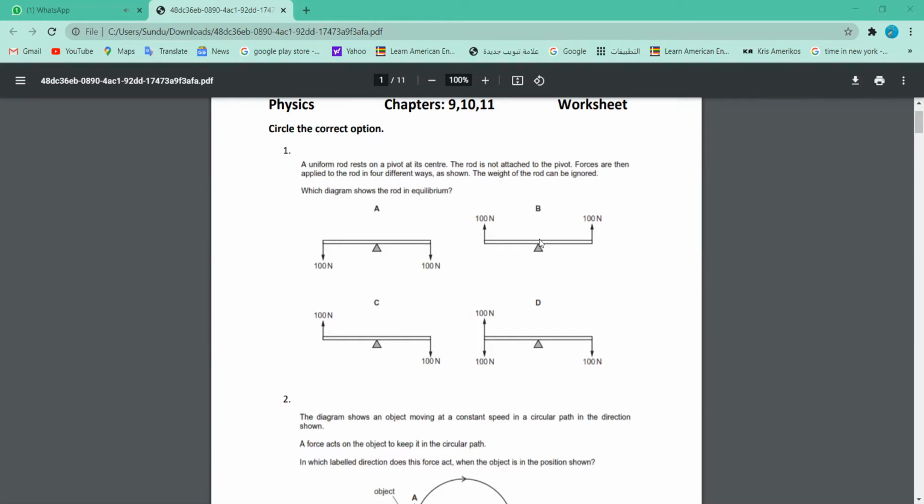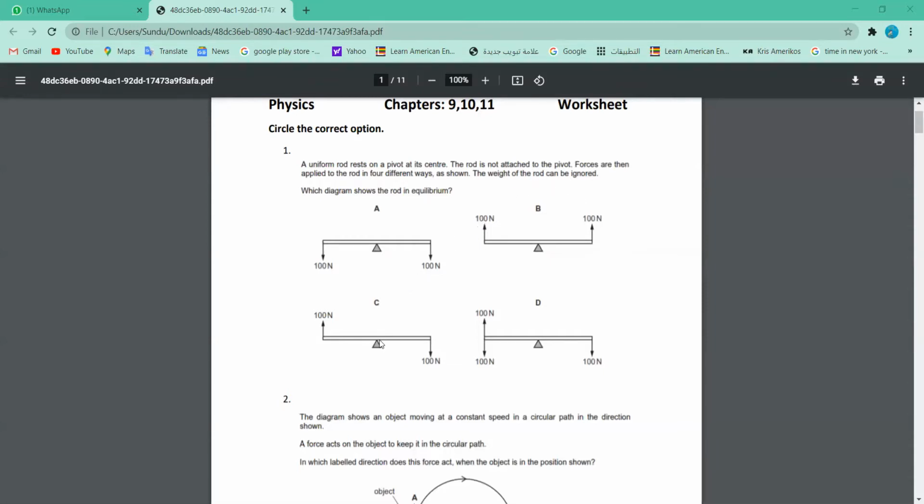The fulcrum is exerting an upward force as well. So all the three forces are upwards, and they told us to ignore the weight. So there has to be some downward force to balance this. So this doesn't seem to be in equilibrium.